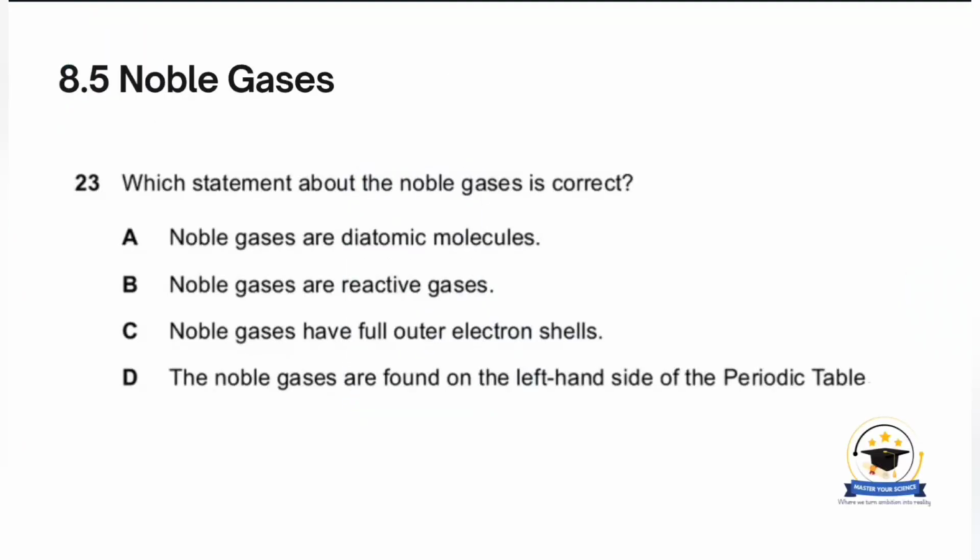This question says, which statement about the noble gases is correct? Noble gases are diatomic molecules. We've just said they are monatomic, so that's incorrect. Noble gases are reactive. No, noble gases are unreactive, so that's incorrect. Noble gases have a full outer electron shell, so this is correct, and this is the reason why they are unreactive. And then D says noble gases are found on the left-hand side of the periodic table, so this is incorrect.